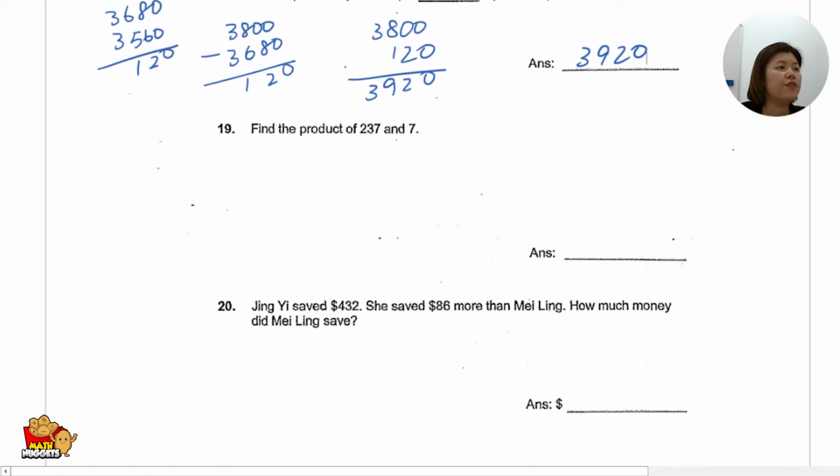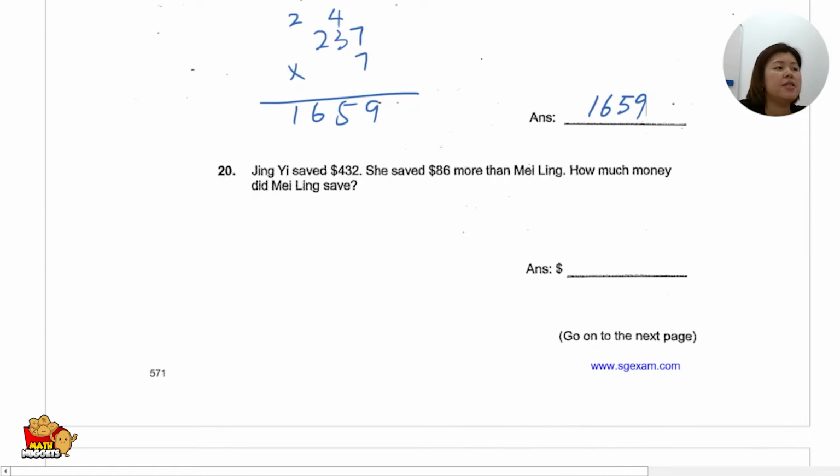Okay, let's move on. Find the product of 237 and 7. Product is times, so you take 237 times 7. So 7 times 7 is 49. 7 times 3, 21 plus 4 is 25. So 14 plus 2 is 16.